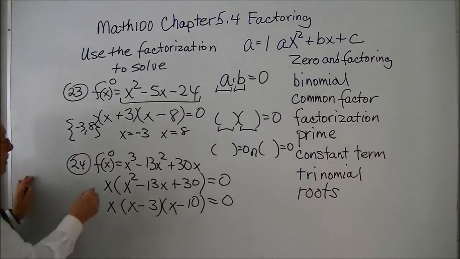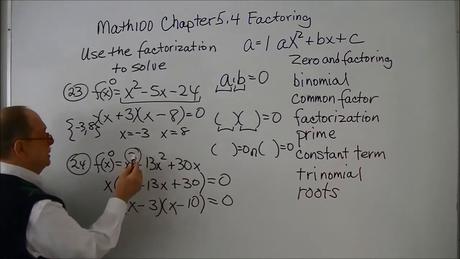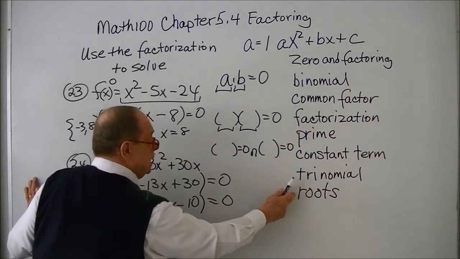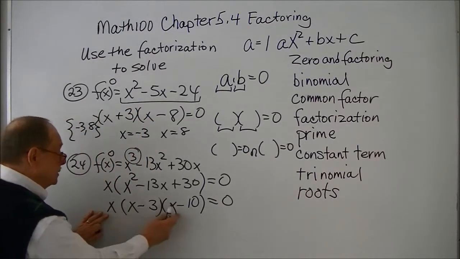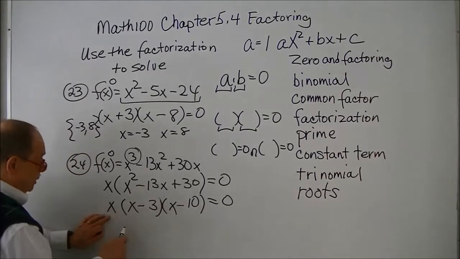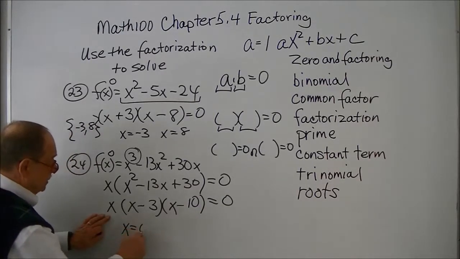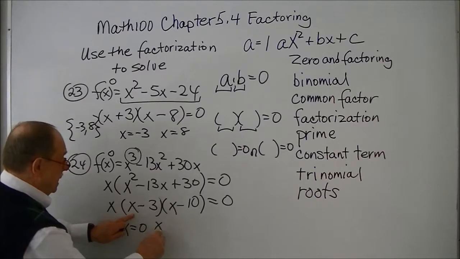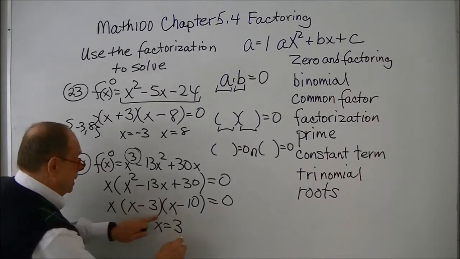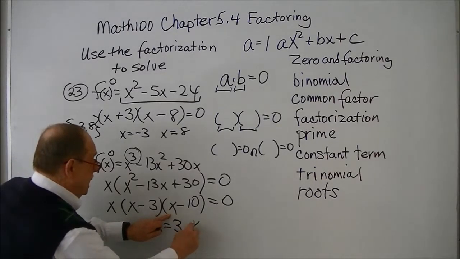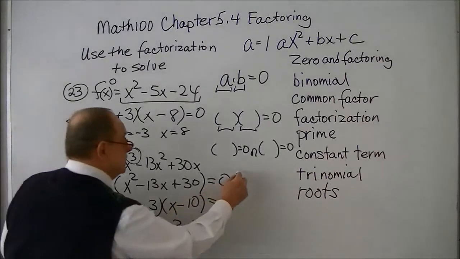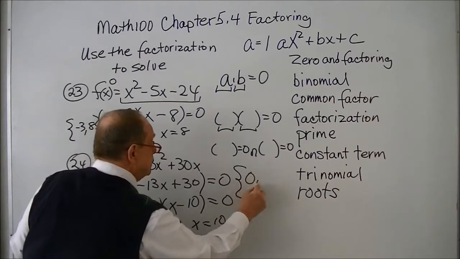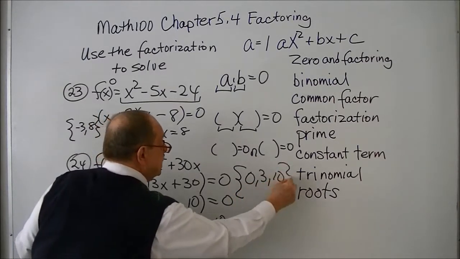So keep in mind that when we started this is an equation to the 3rd degree. So I'm going to need 3 answers. So I equate each of these factors to 0. So one will be x equals 0. This one will be x equals 3. And this one will be x equals 10. So my answer set is 0, 3, 10.